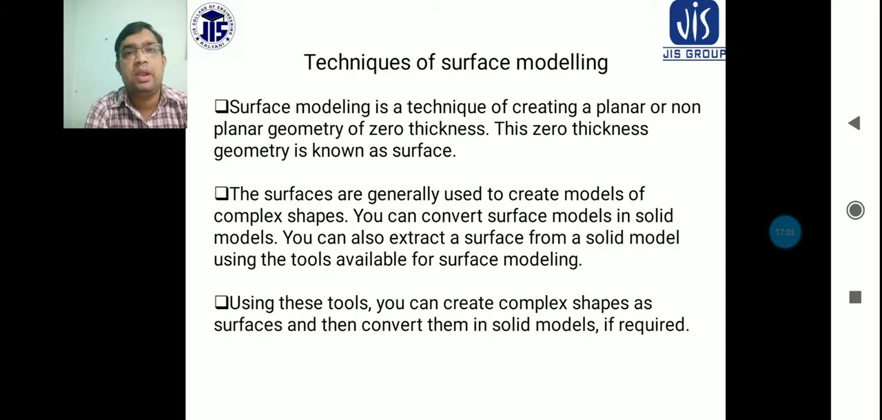Suppose you have to draw different types of cars, then the techniques of surface modeling are used, like the Bezier curve and cones you have to draw, that is surface generation. Then you create all these different complex shape surfaces, and convert them into solid models if required.